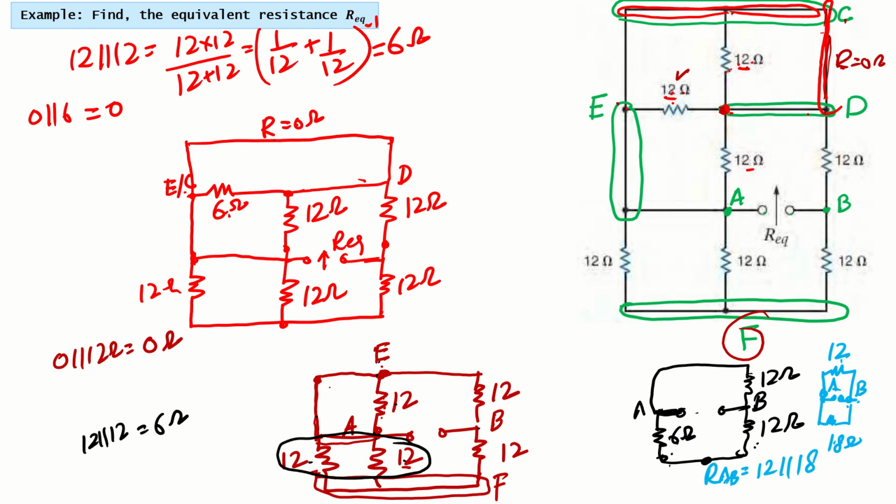So what is the parallel of 12 and 18? So 12 times 18 over 12 plus 18. So that will be equal to what? This will give me an answer of 7.2 ohm.